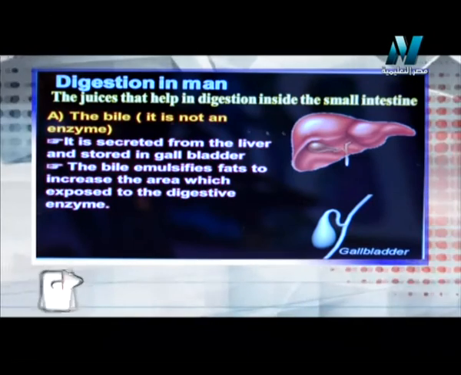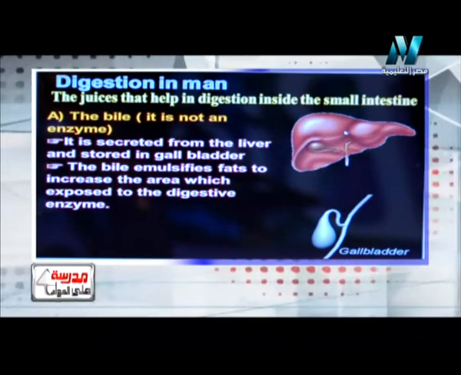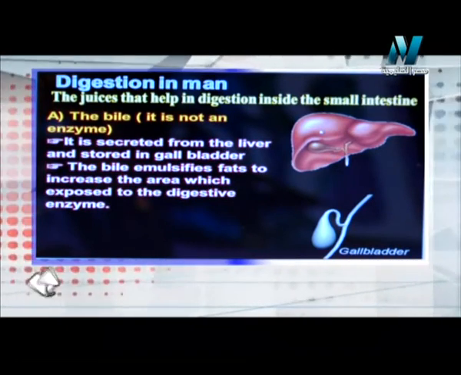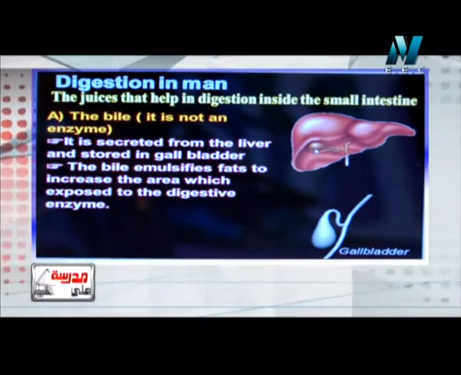The bile juice is secreted by the liver. The bile changes fats into emulsified fats. It's secreted by the liver but stored inside the gallbladder.